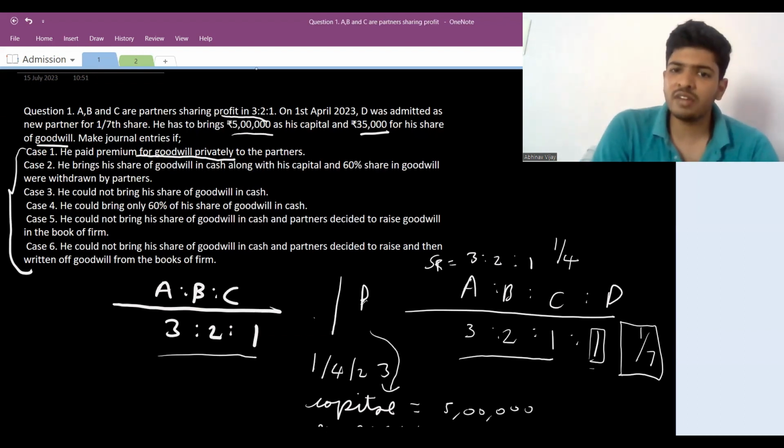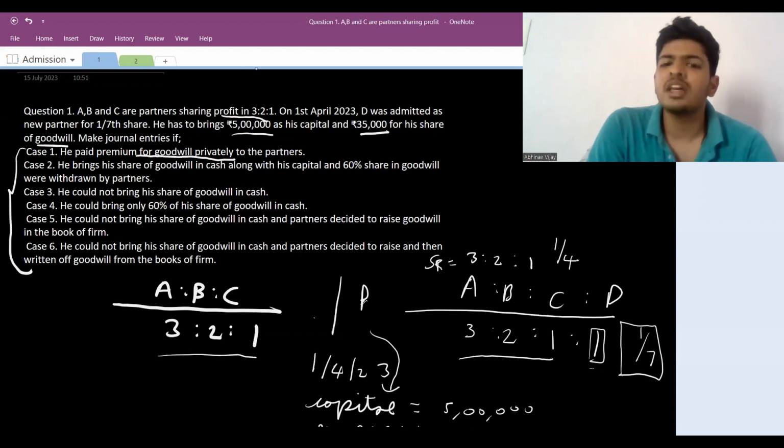Now, sacrifice, because only A, B, and C are sacrificing. In short, for this one share to be given to D, A, B, and C sacrifice that one in the same ratio of their old profit sharing ratio. That's what it means. See, one is added here. These three need to sacrifice. They're not telling in which ratio they should sacrifice. So we are assuming the old ratio of 3:2:1. So the sacrificing ratio also is 3:2:1.